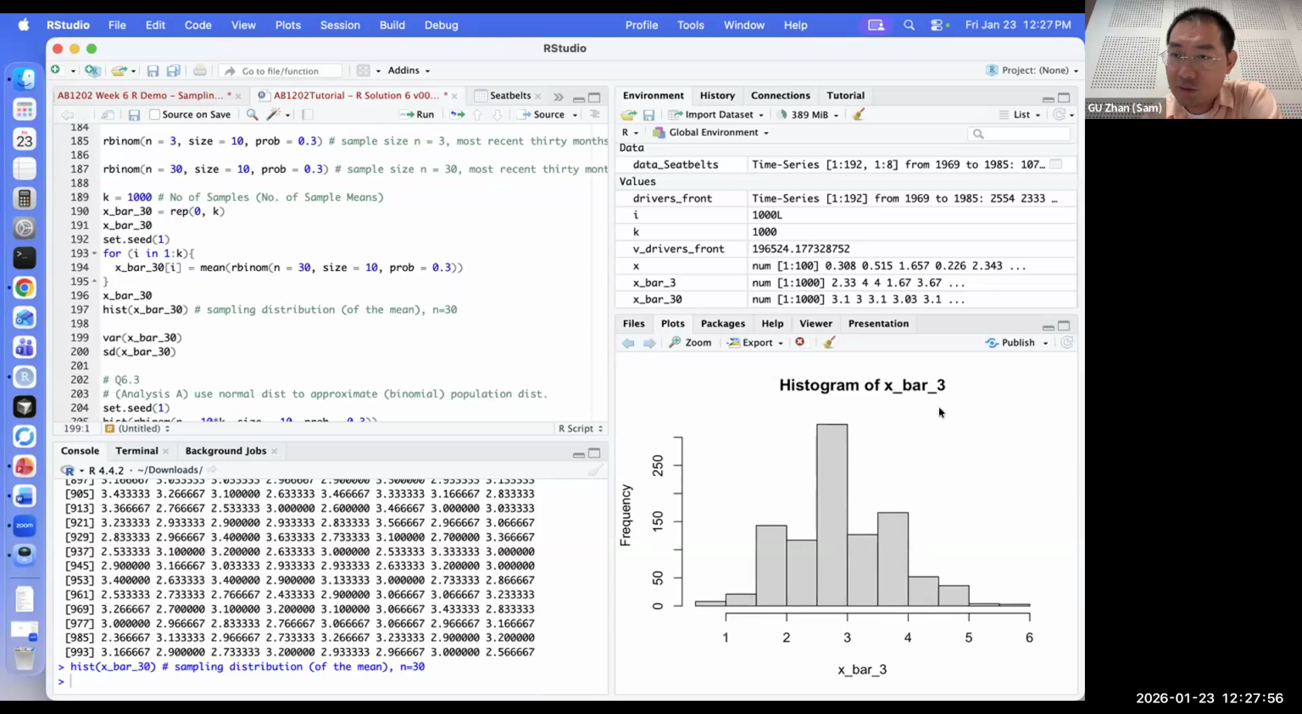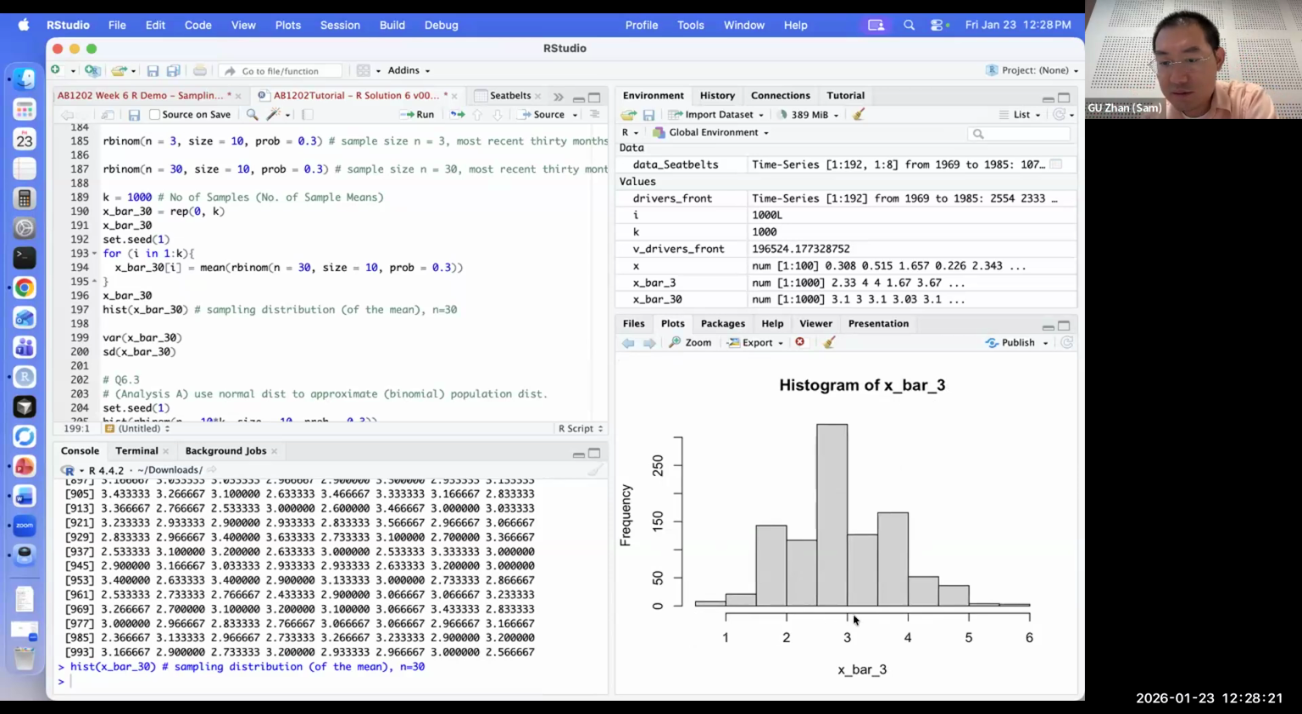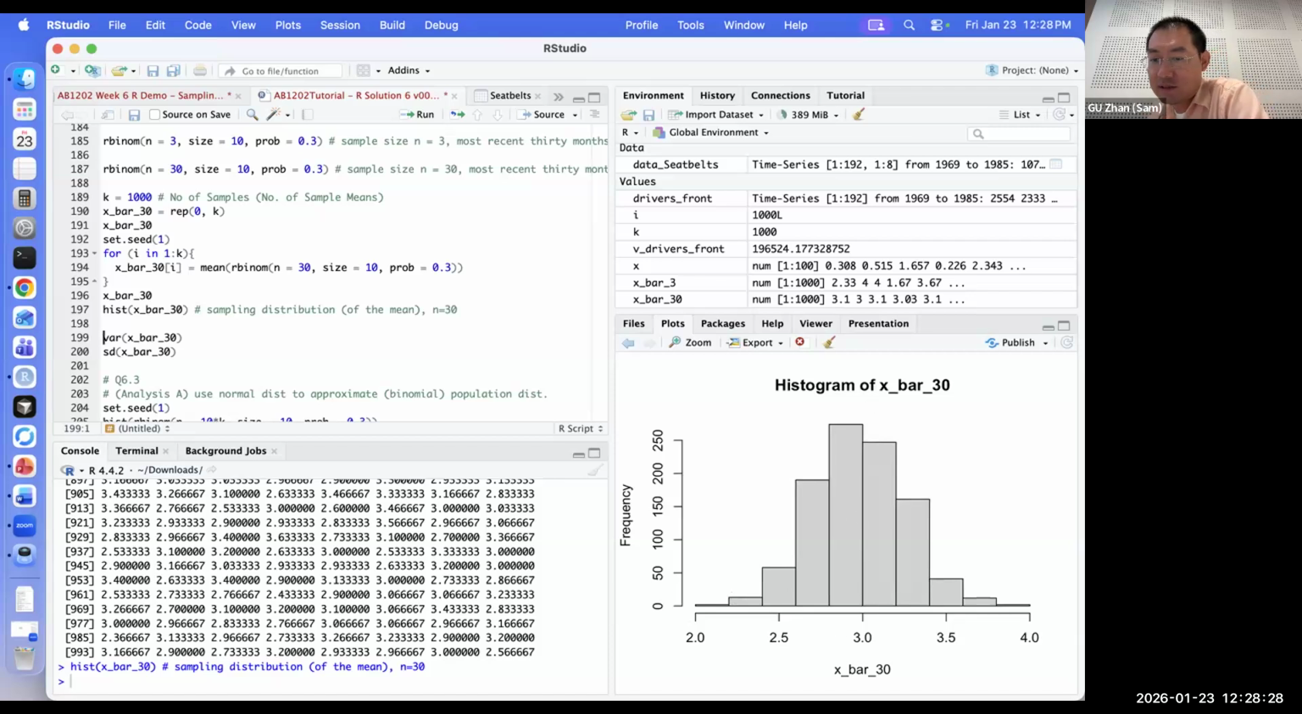Then here is x bar 3. How many data points are there to form this distribution? K number, 1000 mean values. Each of the means here is the average of 3 months graduates. The difference between these two is that the second one looks more normally distributed and symmetric than the first one, which is more loose. There are some extreme values here, while here it's more centered at 3 and more symmetric.